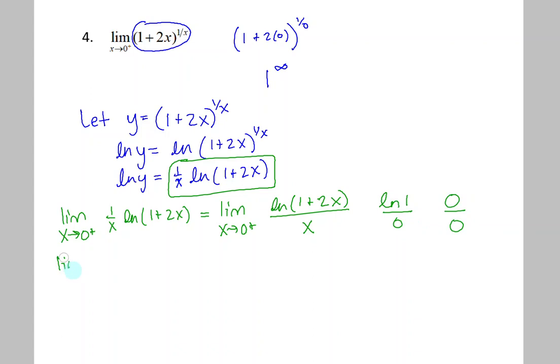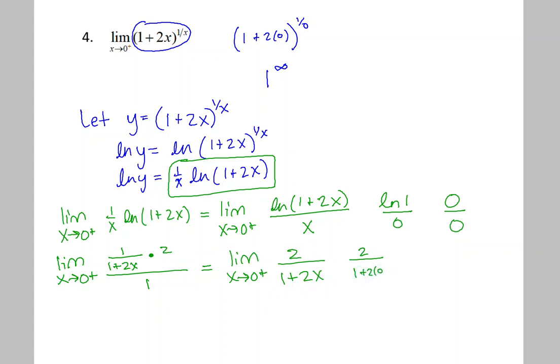So let's do that. The limit as x approaches 0 from the right. Looking at the quotient, I want to take the derivative of the numerator. Just focusing on the numerator, the derivative is 1 over 1 plus 2x times, using my chain rule, the derivative of the inside, which is 2. And now the derivative of the denominator, 1. I'm going to simplify this, so I have the limit as x approaches 0 from the right of 2 over 1 plus 2x. Now when I use direct substitution and plug my 0 in there, I have 2 over 1 plus 2 times 0, which is 2 over 1, which is 2.